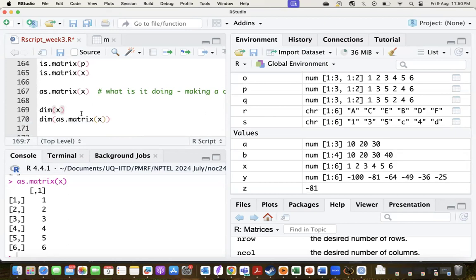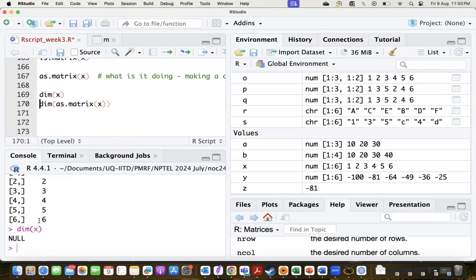If you write dimensions of x, x did not have any dimensions as itself. X has a length, but there's no dimensions to it. But when you say dimensions of the matrix X, that's 6 comma 1, because now you have 6 rows and just one column. So again, the data is still the same. X is still those 6 elements.